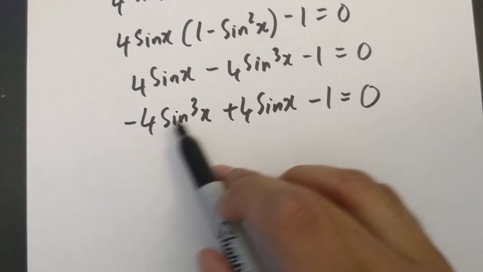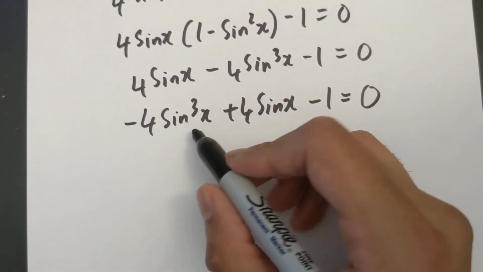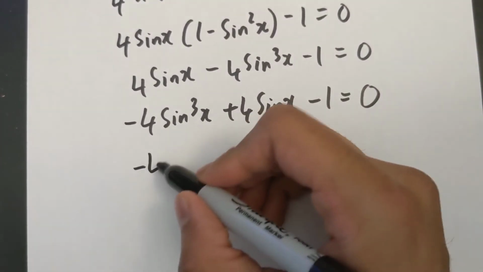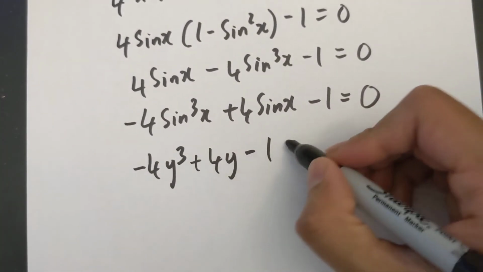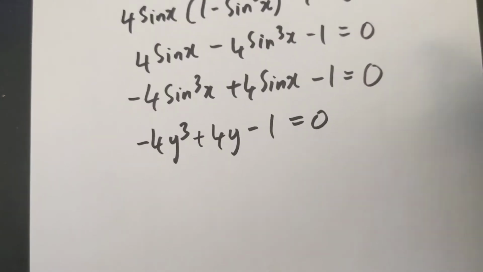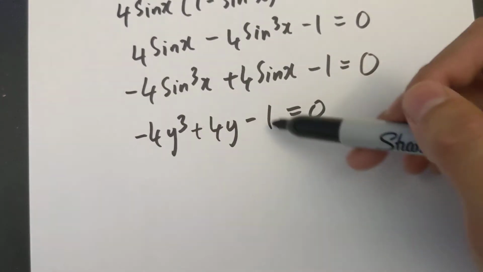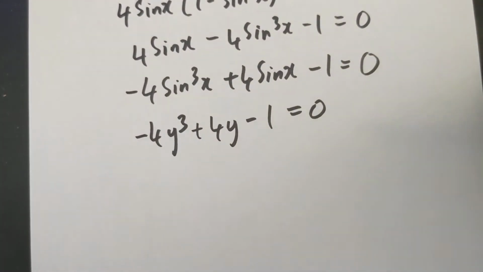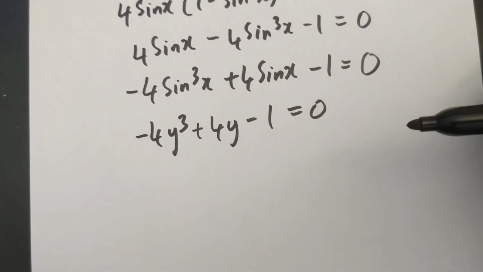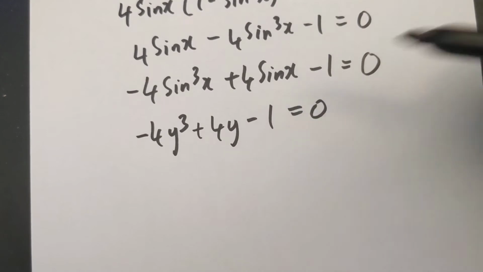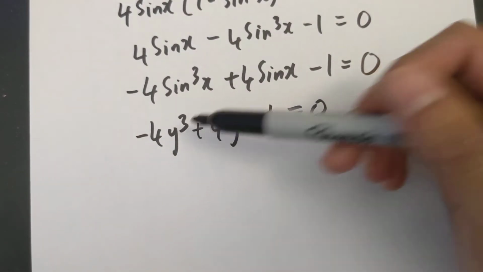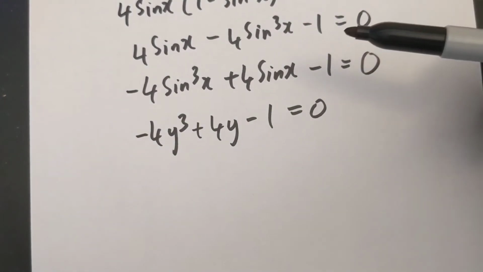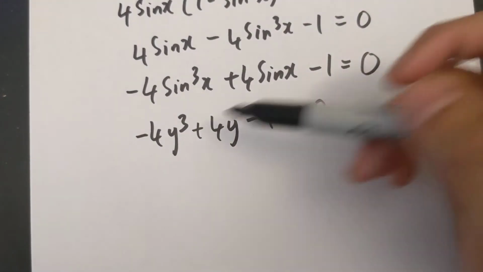I'm going to rewrite this as a polynomial equation, so I'm going to replace sine x with y's. So minus 4y cubed plus 4y minus 1 equals 0. At this point, you're going to try and solve this using synthetic division, but it's actually not possible to do. You won't get the factors, it's too hard, and basically if you reach a cubic equation or higher, there's probably a different way to solve the problem.